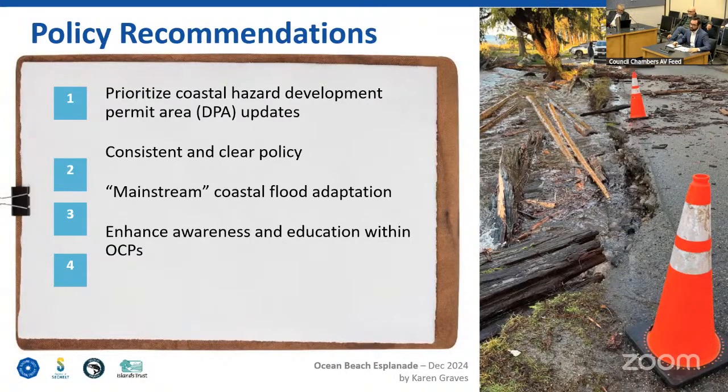And then in the context of our official community plans, there were some recommendations around mainstreaming coastal flood adaptation across the entire sections rather than leaving it to a specific climate section, for example. And then raising the awareness and education of coastal flooding in general was one of the recommendations. So there's a whole report that dives into these in more detail and does a comparative analysis on all the local governments that were involved in the project.